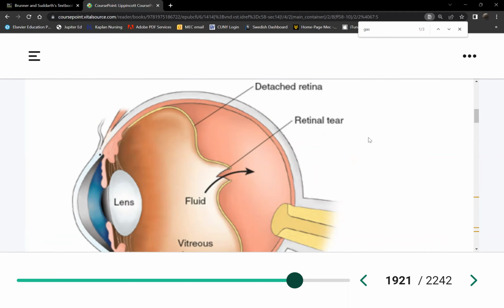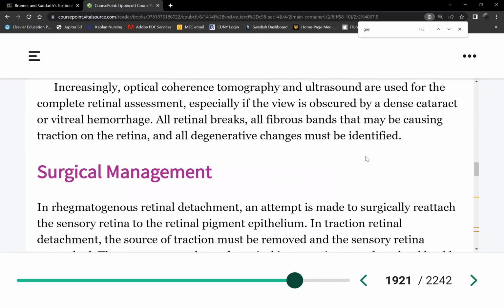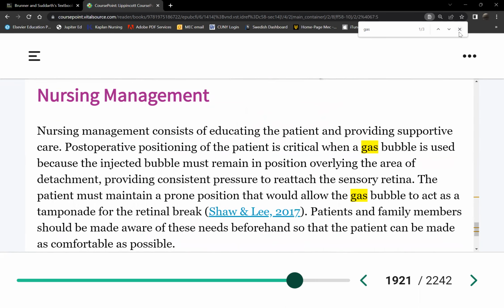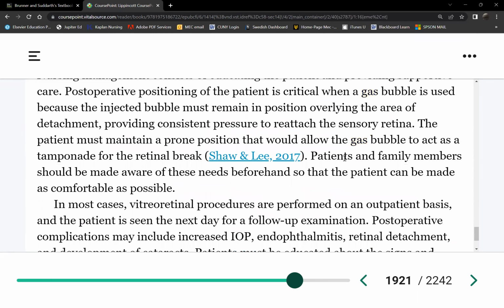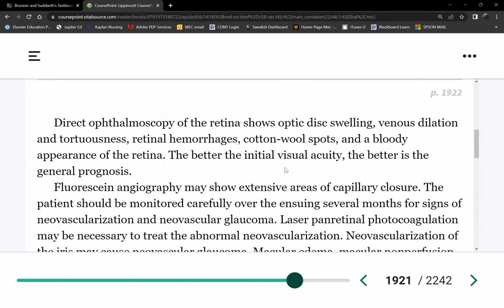The patient has to follow the direction. Whatever instruction the doctor says, follow it. Okay. Any question? Okay, last one.